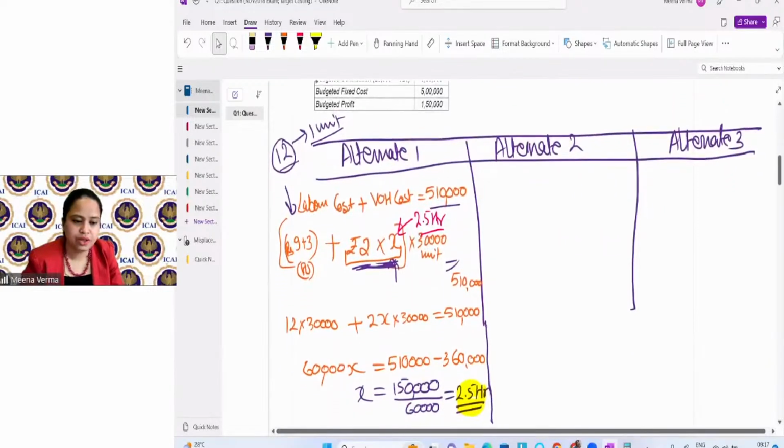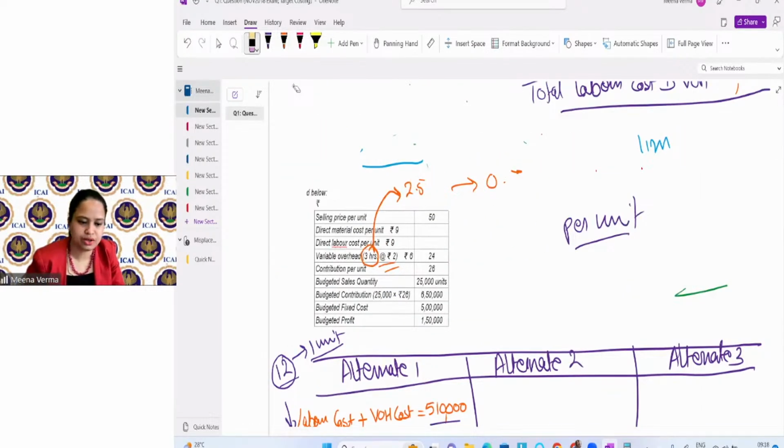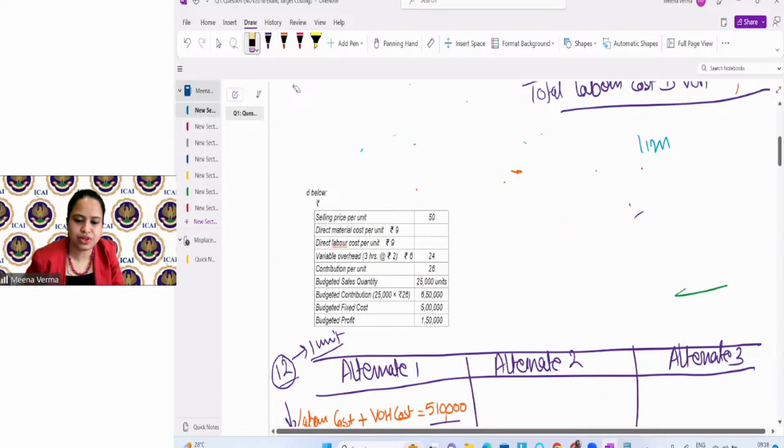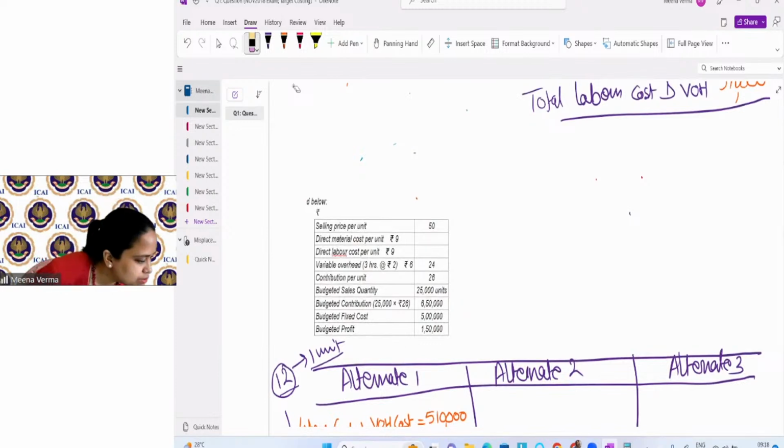Next is what? In the next case, we will assume that we are not making the payment on the unit basis. Instead, we will assume that we will make the payment to the labor on the basis of hour. On the basis of hour, we are making the payment. So, let's take the next assumption, which is on the basis of hour. Not on the basis of unit, but we are making the payment to the labor on the basis of hour. So let's make the comparison.